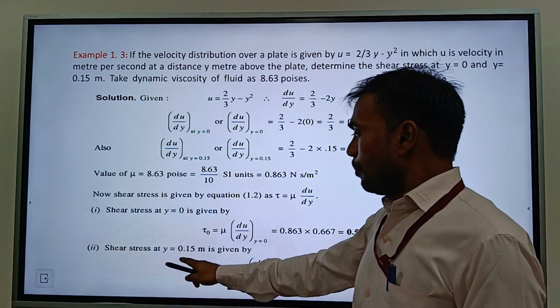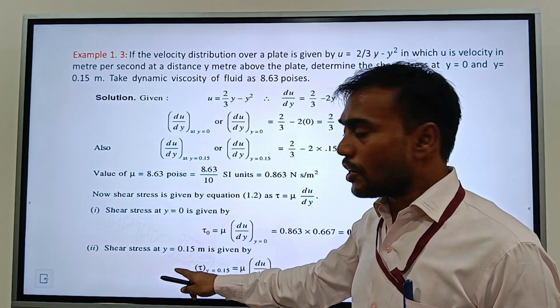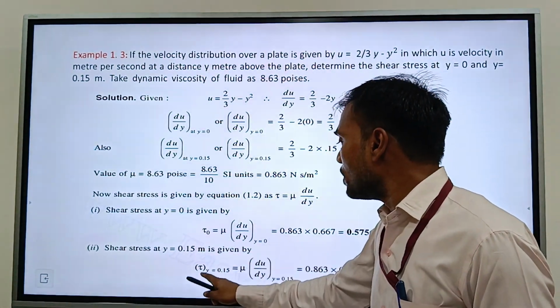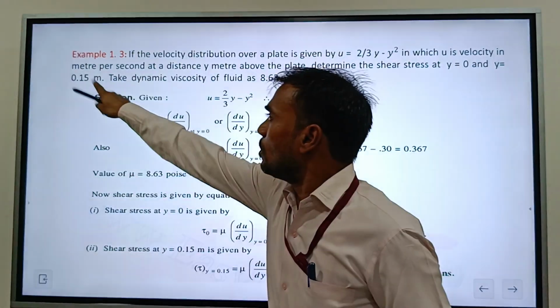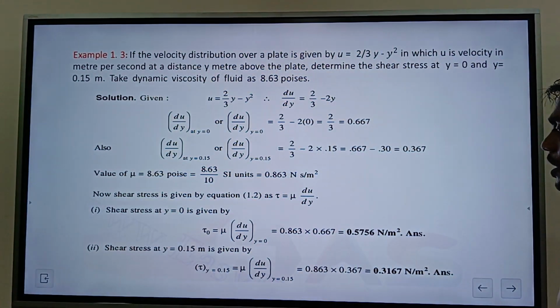If we put the value of y equal to 0.15, then it will give the shear stress at distance y equal to 0.15 meter, which is the requirement. So the final value is equal to 0.3167.